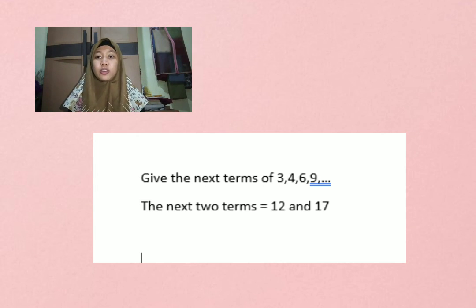The last question of sequence, number 5. Find the next 2 terms of the sequence 3, 4, 6, 9, and so on. So the next 2 terms equal 12 and 17.